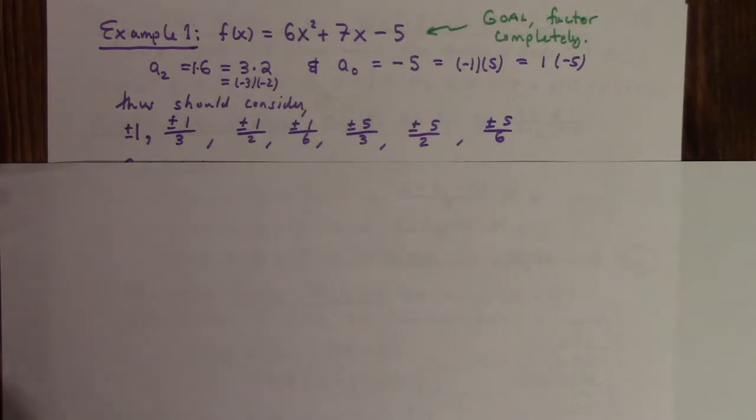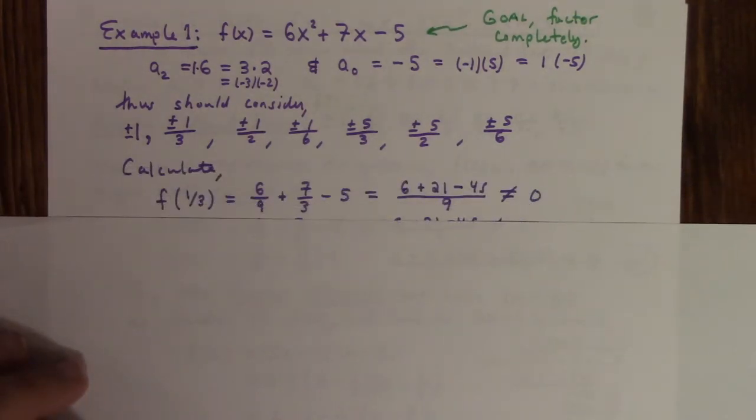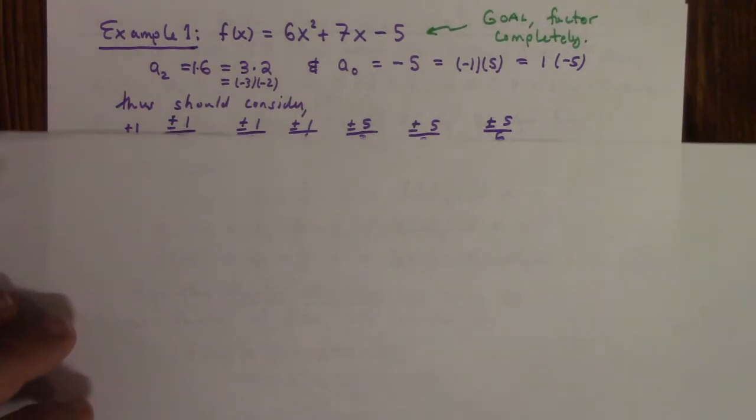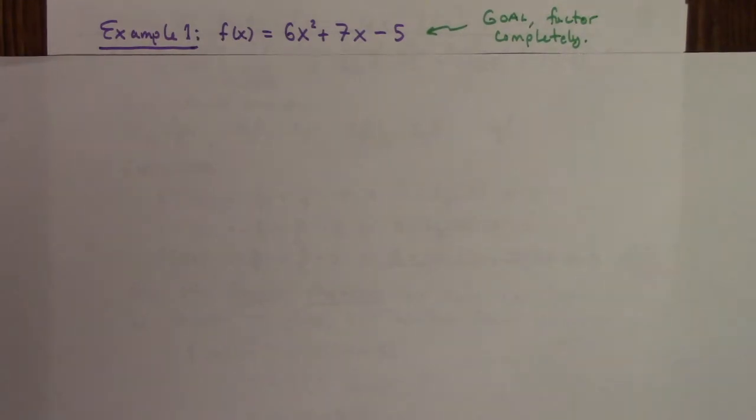So, if we calculate f of 1/3, I started with 1/3 actually. I usually start with plus or minus 1 because those are easier. What is f of 1? 6 plus 7 minus 5, which is 13 minus 5, which is 8. That's not 0. And f of minus 1 is also non-zero, because f of minus 1 would be 6 minus 7 minus 5.